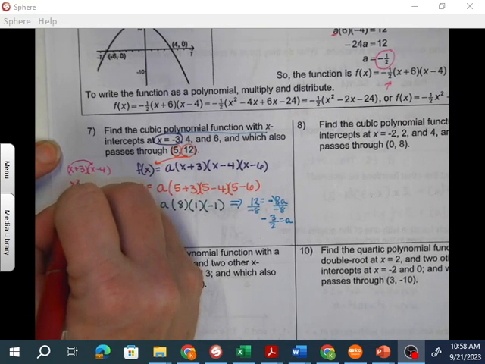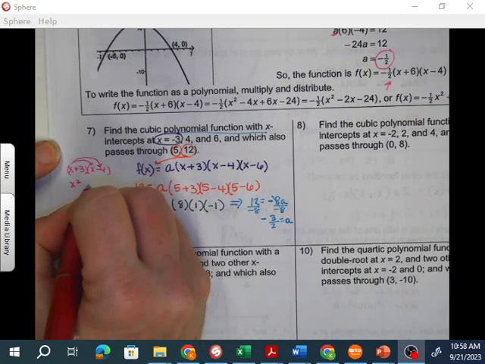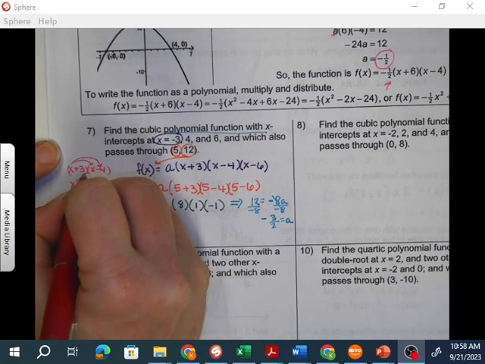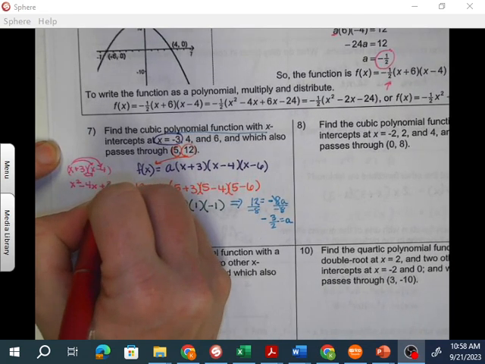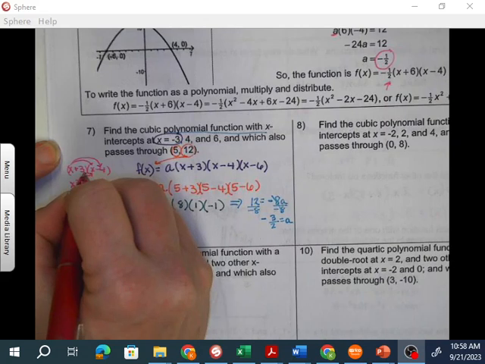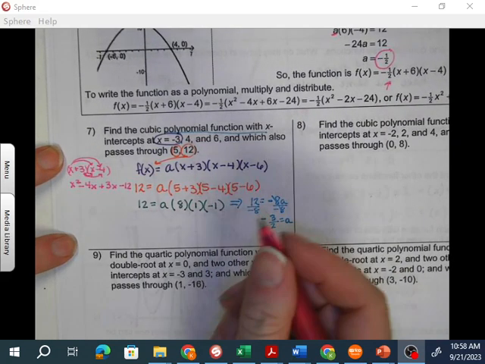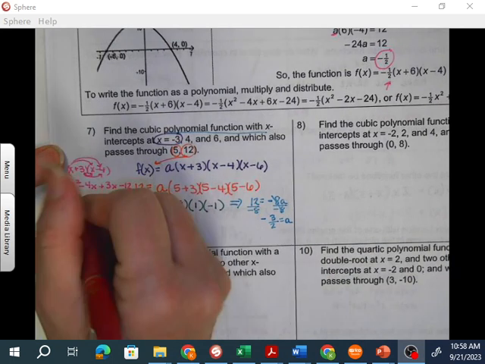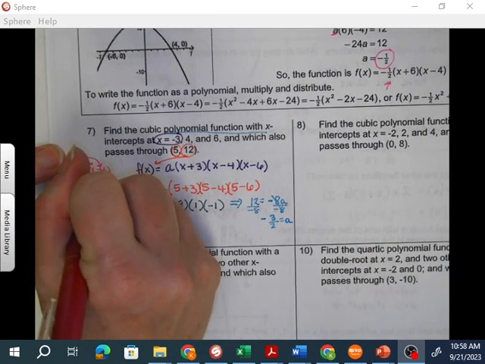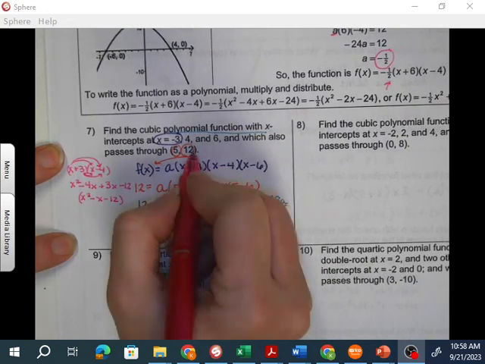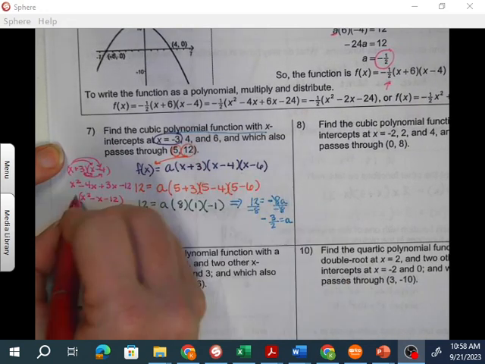That'd be x squared minus 4x plus 3x minus 12. Combine my like terms and I have x squared minus x minus 12. I still have to multiply that by x minus 6.